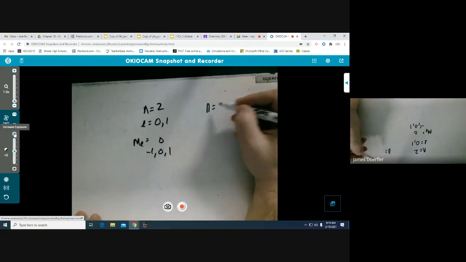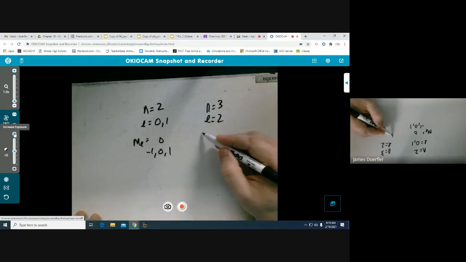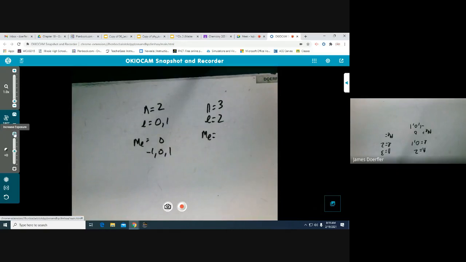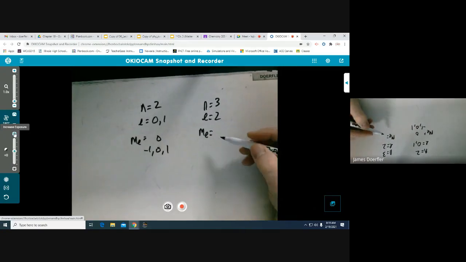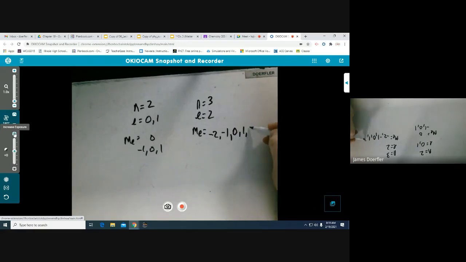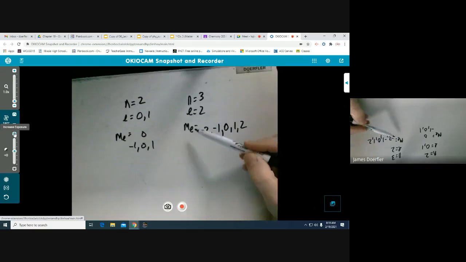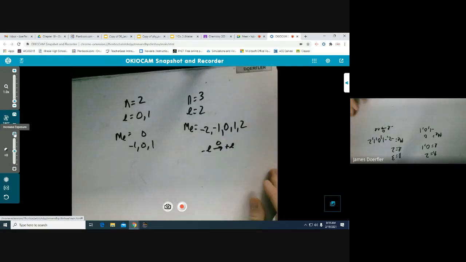Now, what are my possible values if I have n equals 3, L equals 2? I've now made a specific subshell here. So what are my possible M sub L values here? If we only got 2, what are they going to be? There you go. So again, M sub L values are negative L to positive L, including 0. It's that range here.